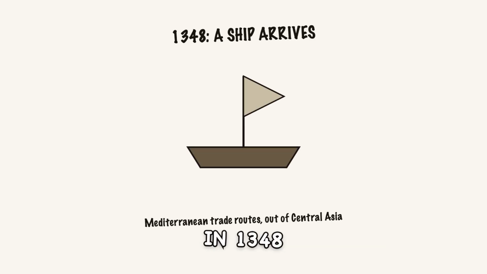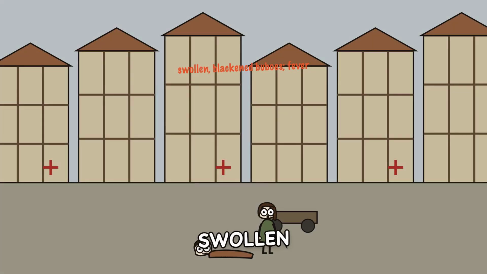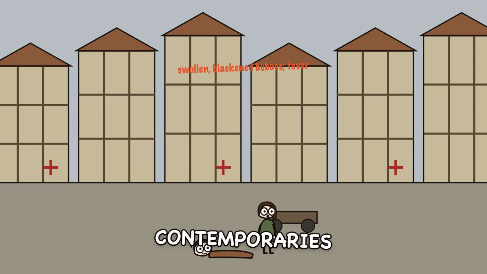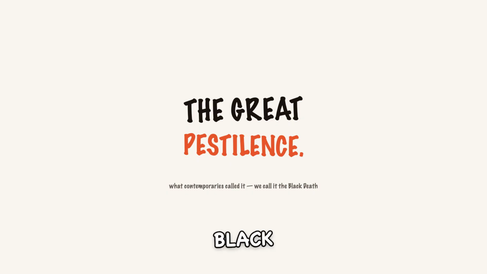In 1348, a disease arrived in Britain that made the Four Humours look hopelessly small. It came by ship, along Mediterranean trade routes originating somewhere in Central Asia, and it moved through England with terrifying speed. Victims developed swollen, blackened lumps called buboes in the armpit and groin, high fever, and in the worst cases, in what modern historians call the pneumonic form, bleeding from the lungs that could kill within a day. Contemporaries simply called it the Great Pestilence. We call it the Black Death.